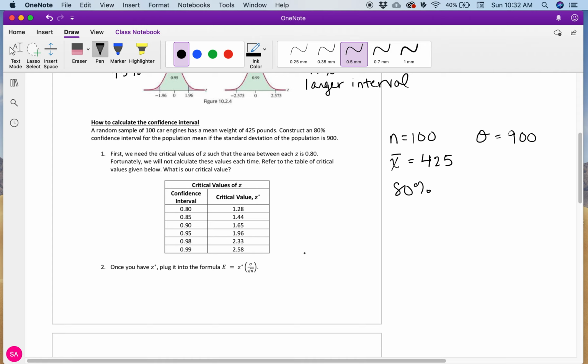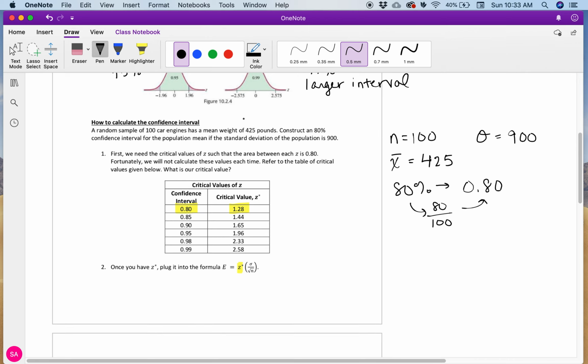So for this problem, we have a 0.8 confidence interval, 80%. If you write 80% as a decimal, 0.80, right? It's 80 divided by 100. And that's how you can convert from the percent to the decimal. So our critical z-value is 1.28. So that's going to be our z star in our error formula. So we've already figured out that piece. And we don't have to do much calculation for that. You just look it up in the table. Just make sure you're looking at the right confidence interval.